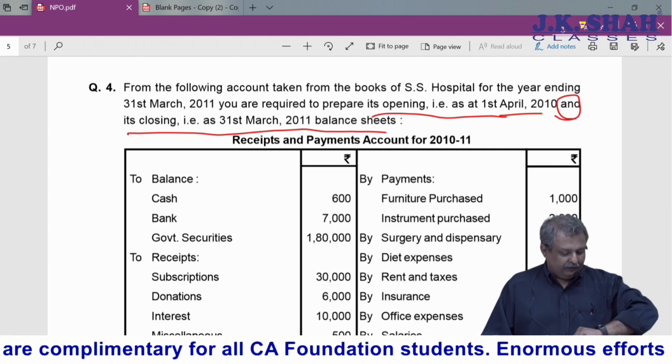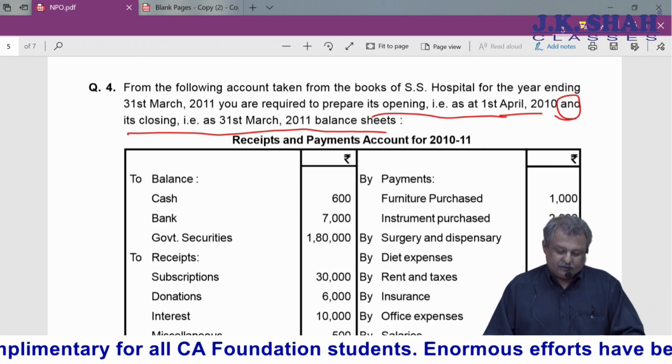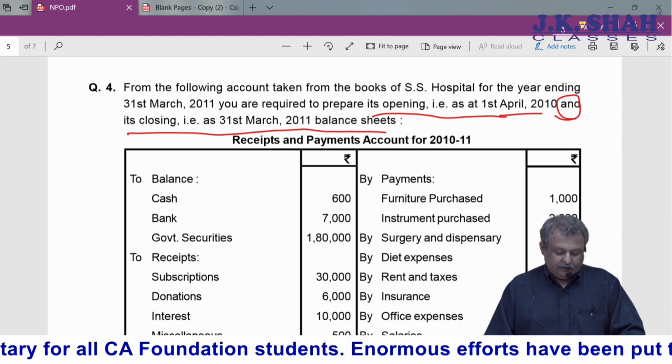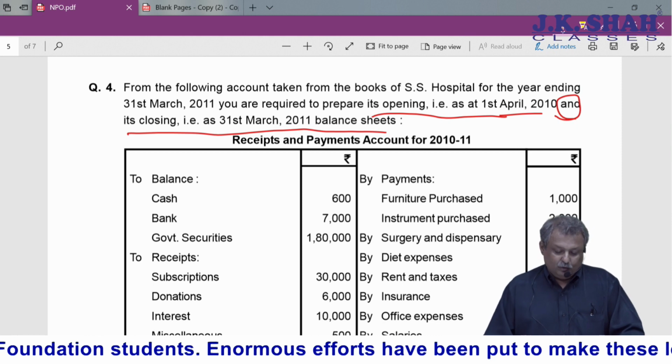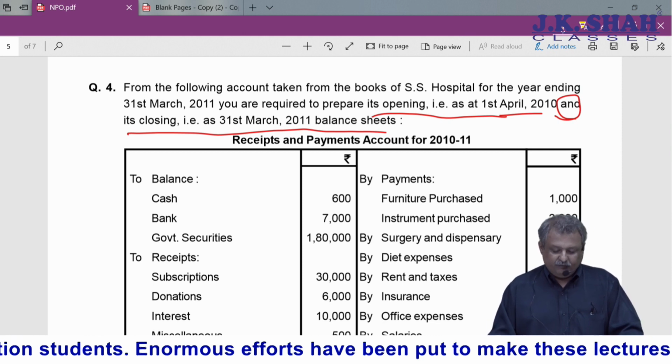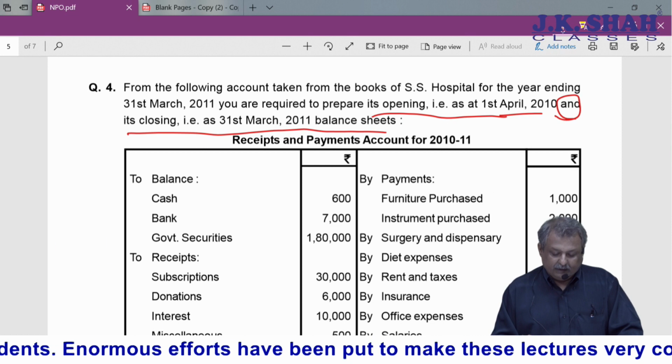So, from the following account taken from the books of SS Hospital for the year ending 31st March 11, you are required to prepare its opening and closing balance sheet. So, what we are asked to prepare is only opening and closing balance sheet.